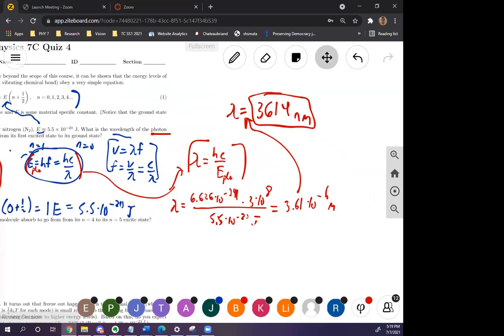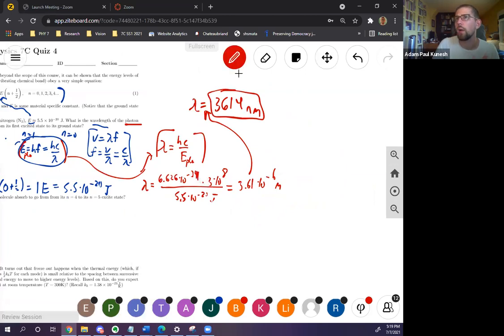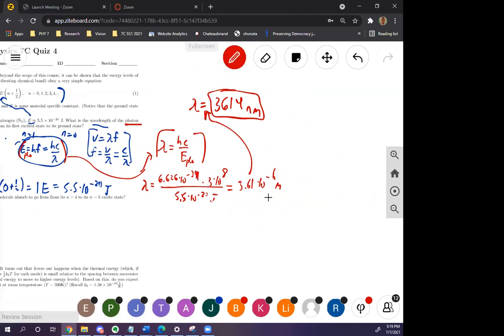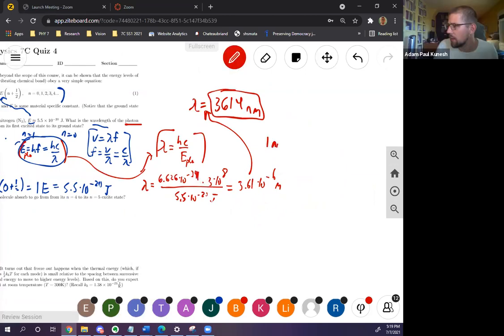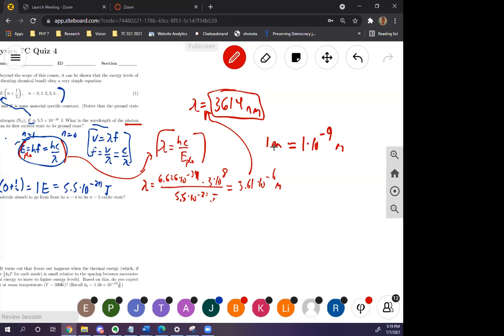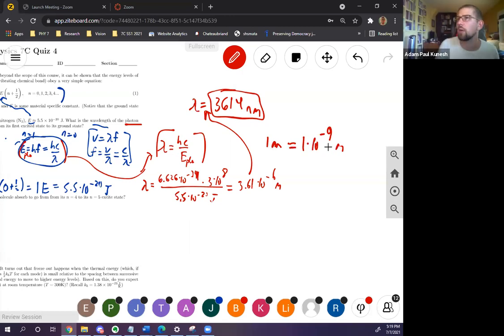Wait, so it's 1 meter is 10 to the 9th nanometers? That's right. Sorry, other way around. 1 nanometer is 1 times 10 to the negative 9th meters. But if you said a meter is the same as 10 to the 9th nanometers, that's also correct.